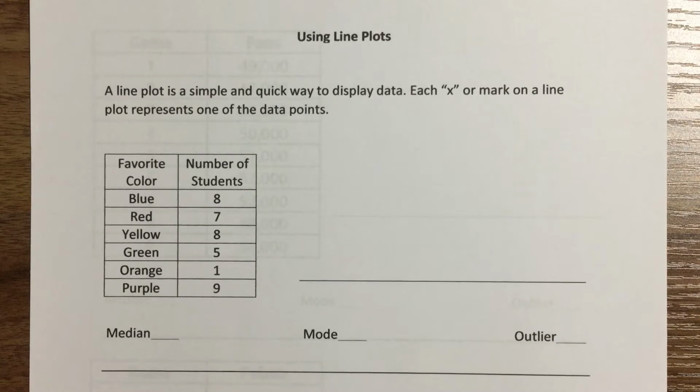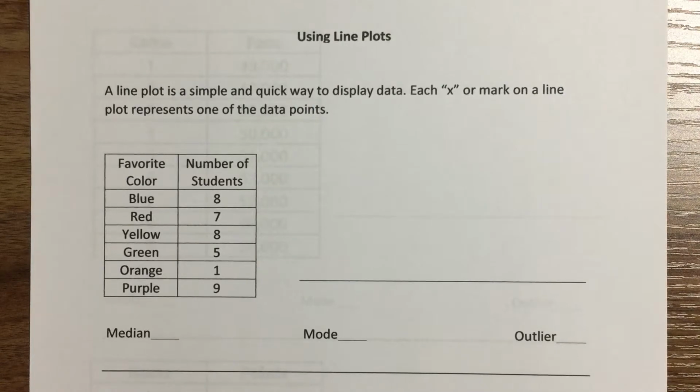Looking at what we have here, we've got the favorite color for a group of students. They were asked, what is your favorite color? And 8 people said blue, 7 people said red, 8 people said yellow, 5, 1, 9, all the way through. Now for a line plot, we are going to use these numbers over here, not the colors. We want to find out how many colors had 1 person, how many colors had 8 people, how many colors had 7 people, whatever the case may be.